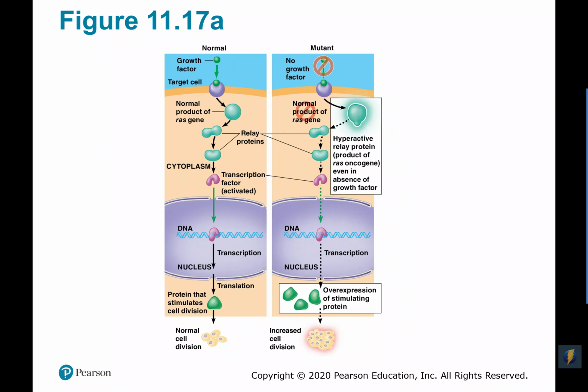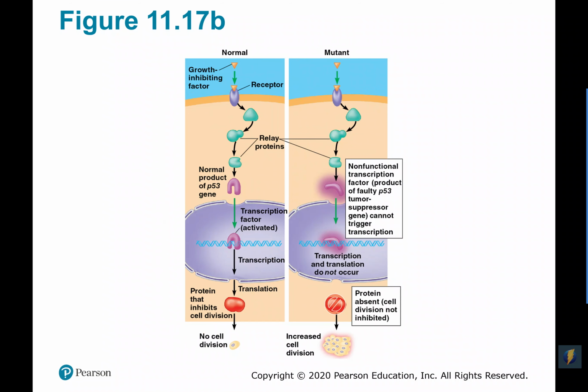And so again, both with the oncogenes and the tumor suppressor genes, we can end up with cancer in one of both ways.